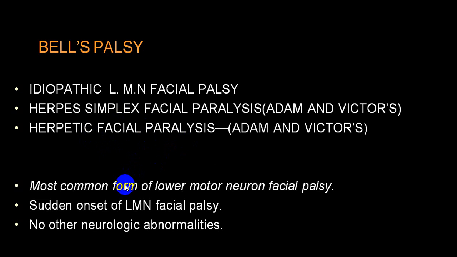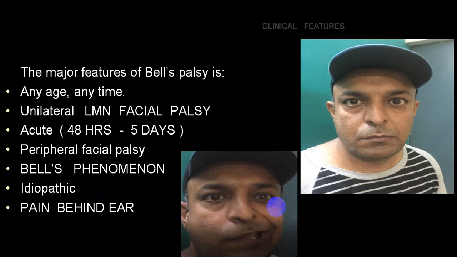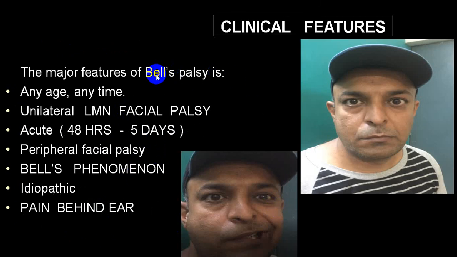Most common form of lower motor neuron palsy. It is always sudden onset and there are no other neurological abnormalities. As far as clinical features are concerned, the major features of Bell's palsy: it can occur at any age, at any time, but by and large it is between 25 to 30 years of age. It is a unilateral lower motor neuron palsy, acute onset, right from 4 hours to 5 days. Peripheral facial palsy, there will be Bell's phenomenon, and the person may complain of pain behind the ear.